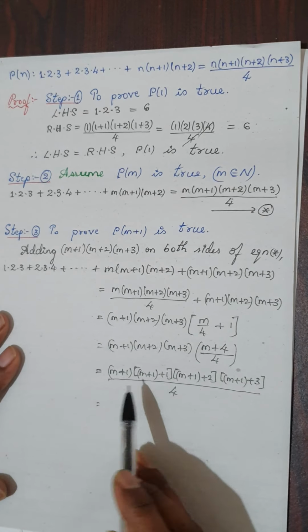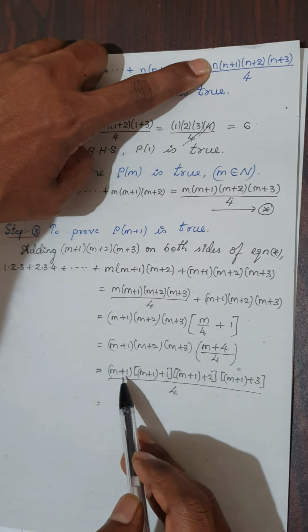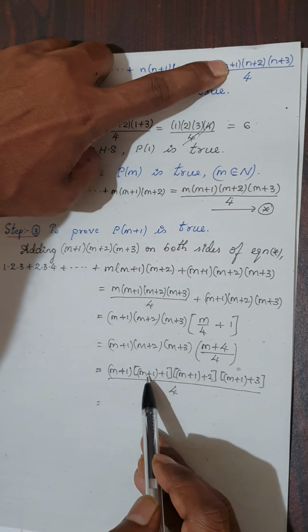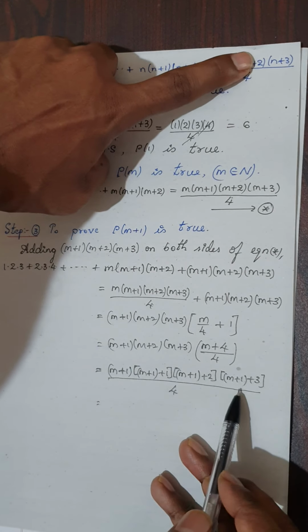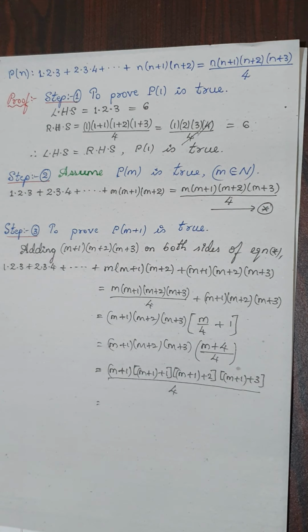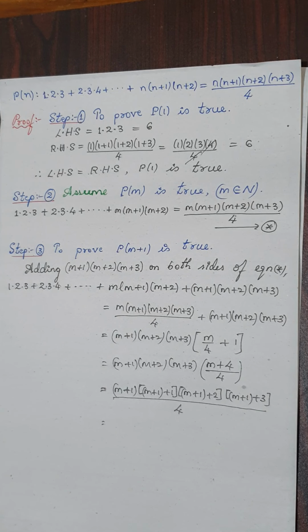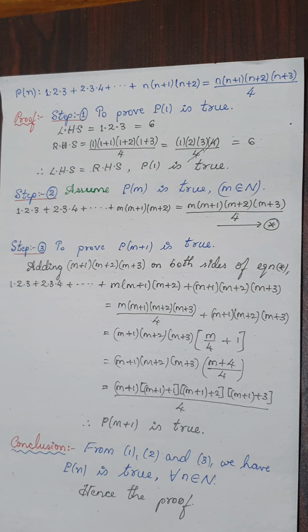Because it is a product of terms, you can take a common denominator. Now you can check with the general term there. So n is replaced by m plus 1 in each term. So m plus 1, m plus 1 plus 1, m plus 1 plus 2, and m plus 1 plus 3, divided by 4. So what is this? This is what I wanted. So this concludes the third step, stating that p of m plus 1 is true, isn't it?